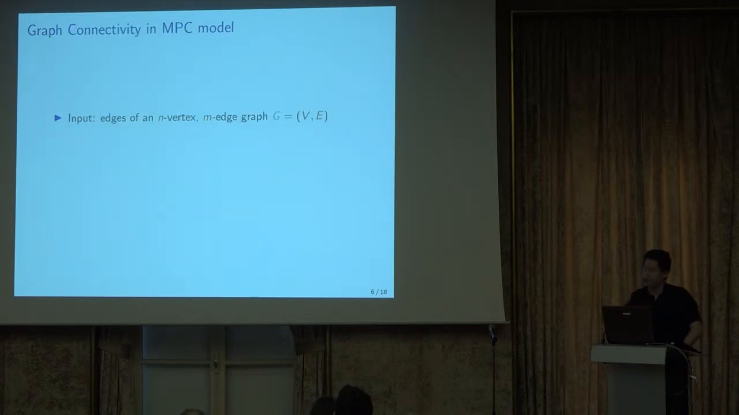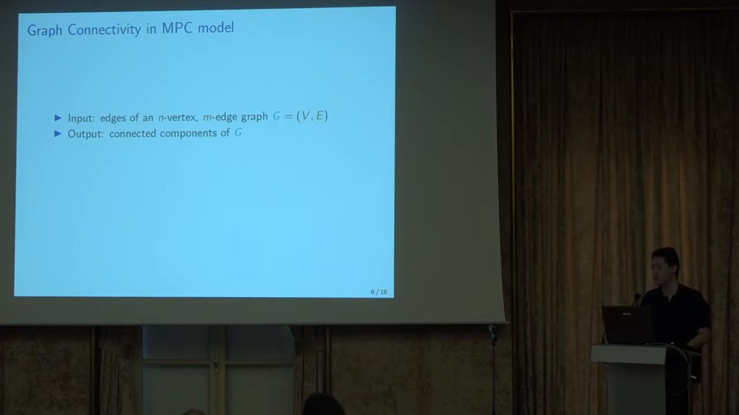So what's the graph connectivity problem in the MPC model? You have an n-vertex, m-edge graph, and the input is just the edges of this graph. So the input size is just m, and this is also the total space you have in the system. So we want to output the connected components of this graph.